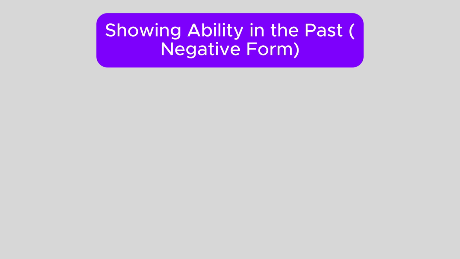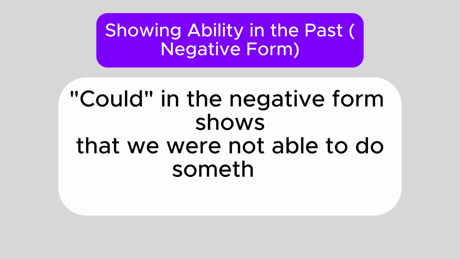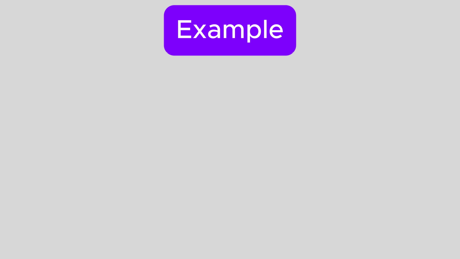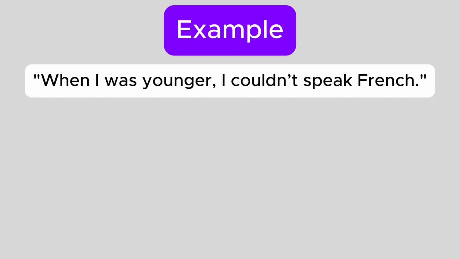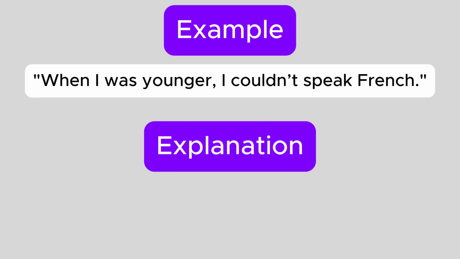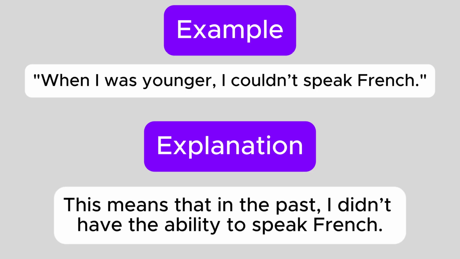Showing ability in the past. Could, in the negative form, shows that we were not able to do something in the past. When I was younger, I couldn't speak French. This means that in the past, I didn't have the ability to speak French.